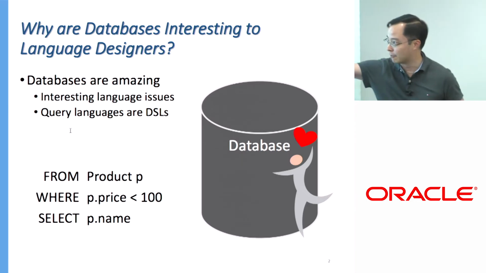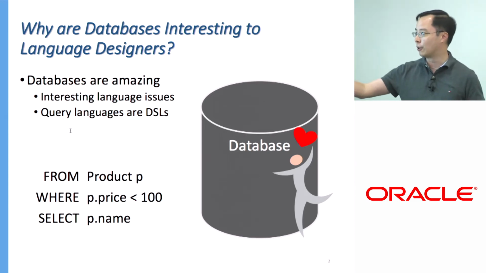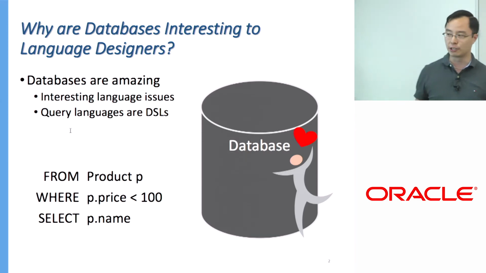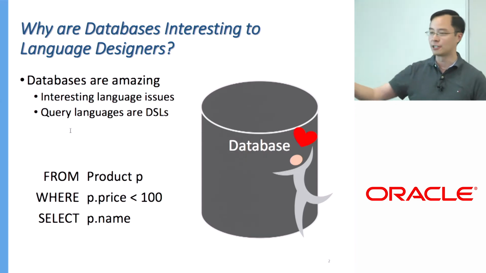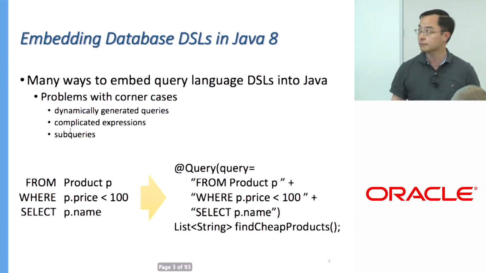So for example, here we have a typical sort of database query. From a database, we get all the products. Then we restrict which products we want, so we only want those where the price is less than $100. And we say we only want the name field from those.